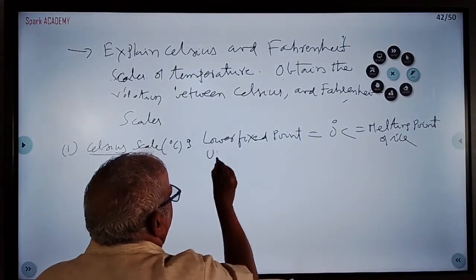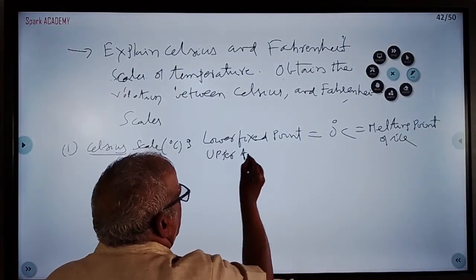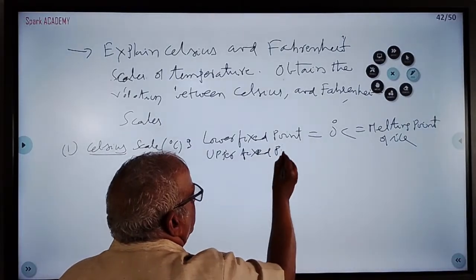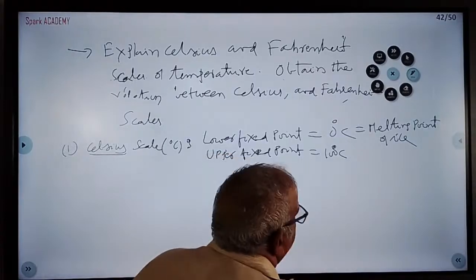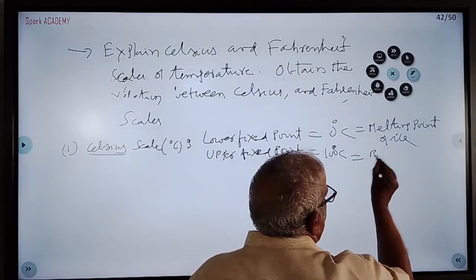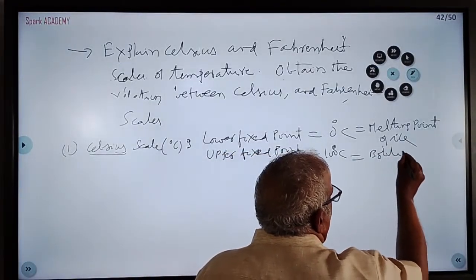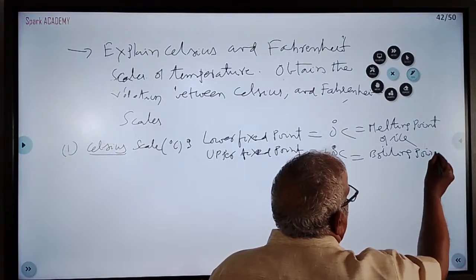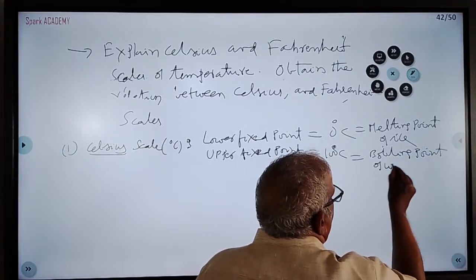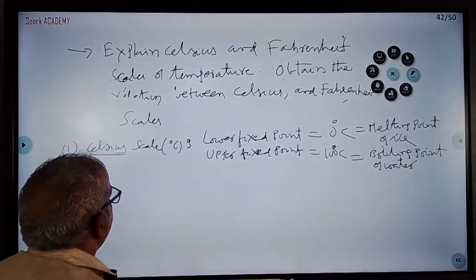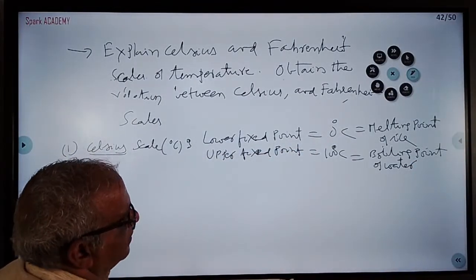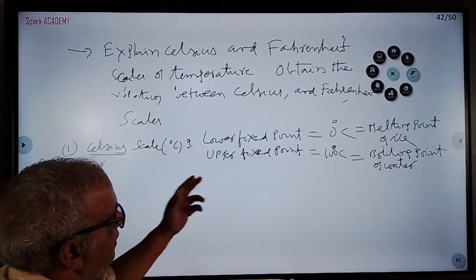Upper fixed point, 100 degrees centigrade. That is the boiling point of water, or steam point. So this is the Celsius scale: lower fixed point, upper fixed point.